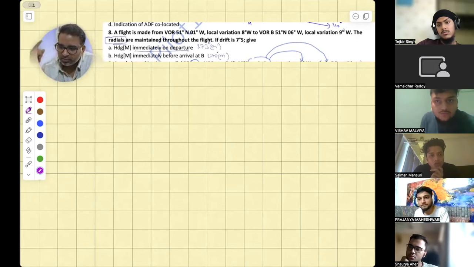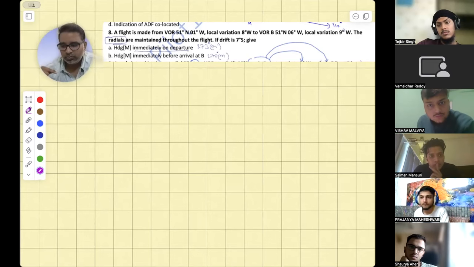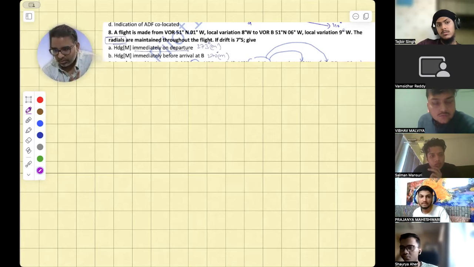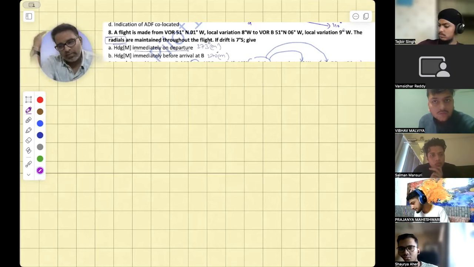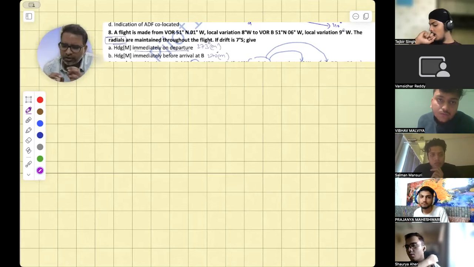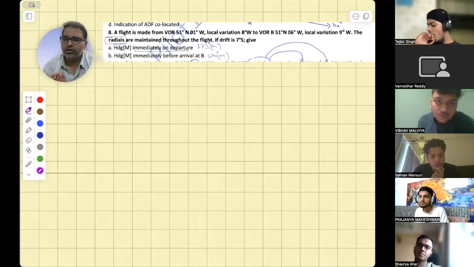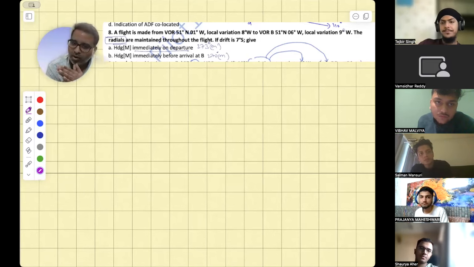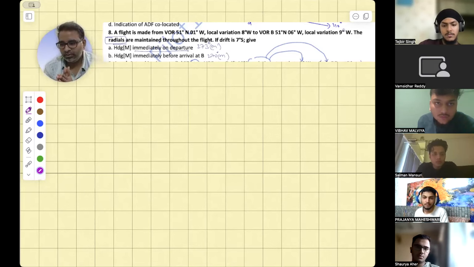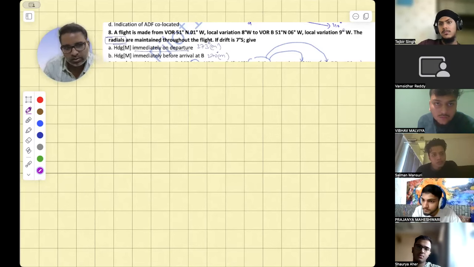Coordinates are with respect to geographical north and south poles, because magnetic north keeps on changing every few years. So you cannot change the maps of the entire world every few years. Geographical north and south poles are fixed. So all coordinates are only true coordinates. Am I clear on that? Anywhere you see coordinates, these are the two rules to solve this question.